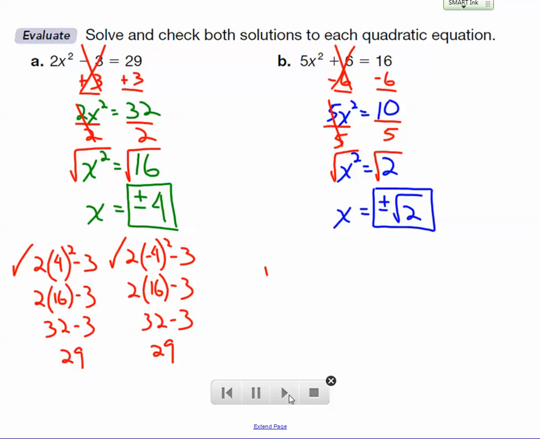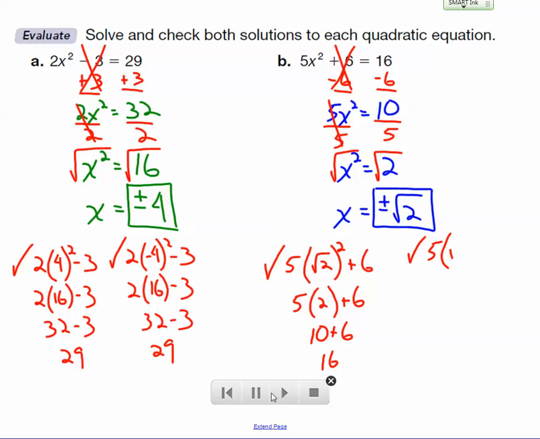We'll do 5 times the square root of 2 squared plus 6. The square root of 2 times the square root of 2 is just 2. And you can see that does indeed equal 16. And when we put the negative square root of 2 into this equation, negative square root of 2 times negative square root of 2 is also going to equal 2. And so that side would equal 16 as well.